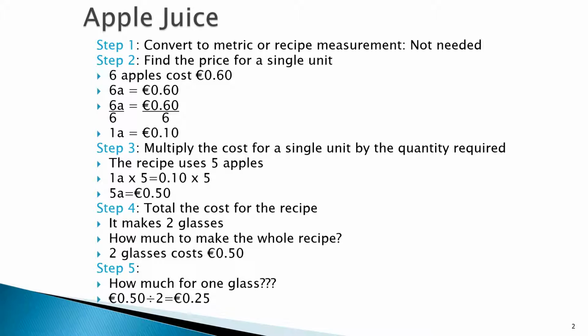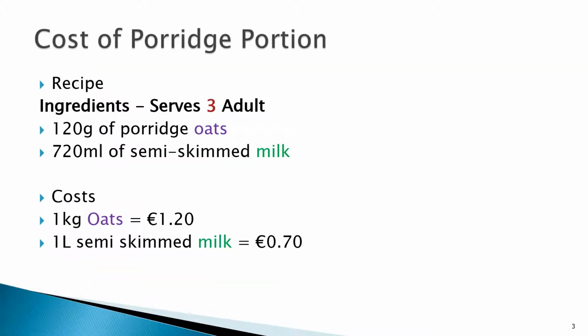Step number 4, total the cost for the recipe. Fortunately, this recipe only has a single item, so that's grand, we're fine. And then it makes 2 glasses, so how much for the whole recipe? So it's 2 glasses, 50 cents. 1 glass is 50 cents divided by 2, which is 25 cents. So a single glass of apple juice is costing us 25 cents.